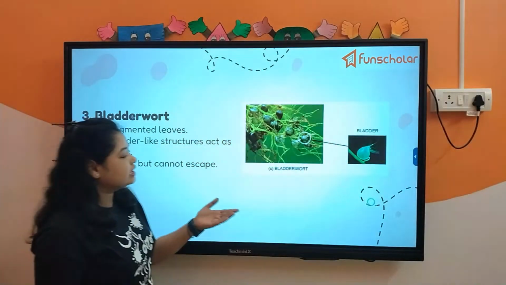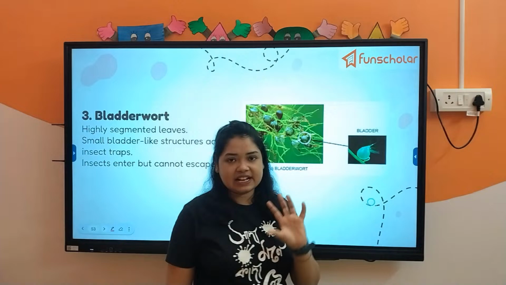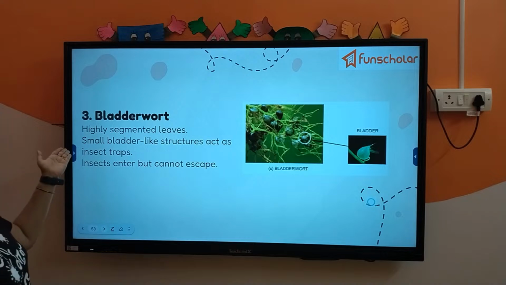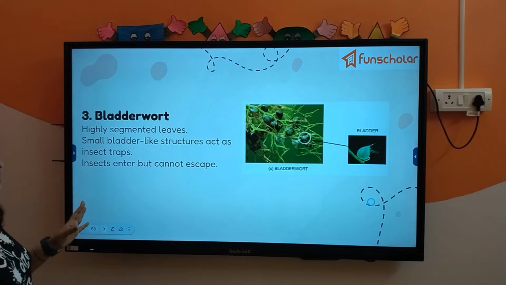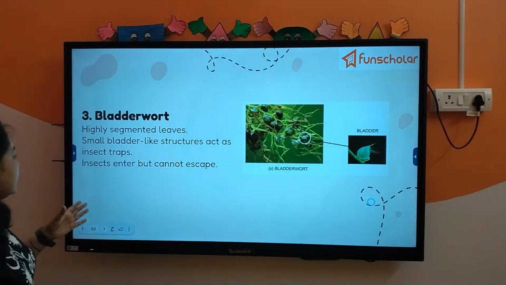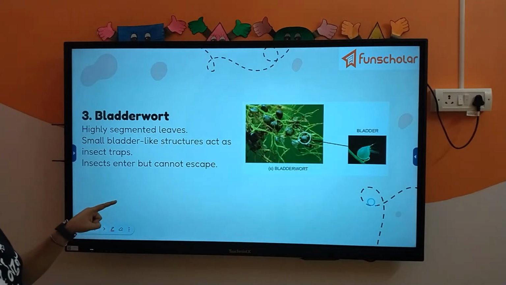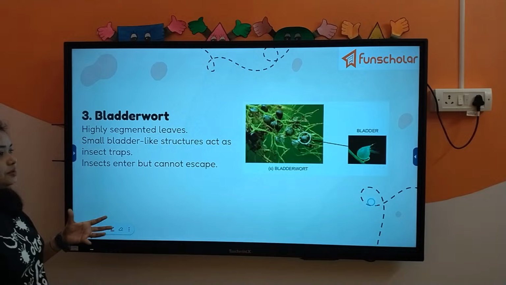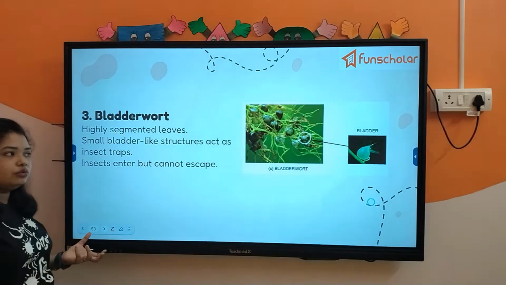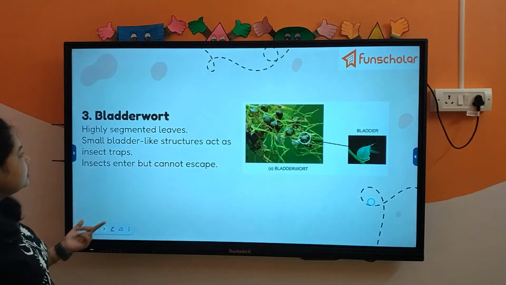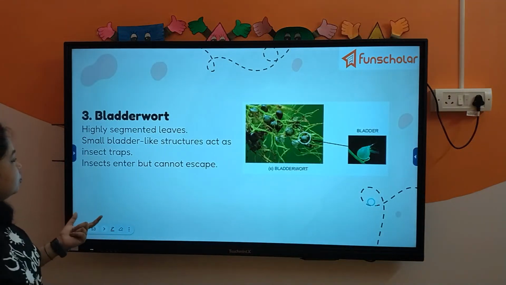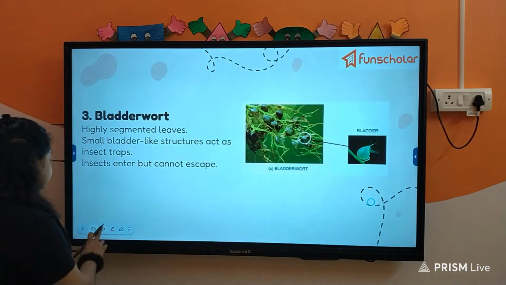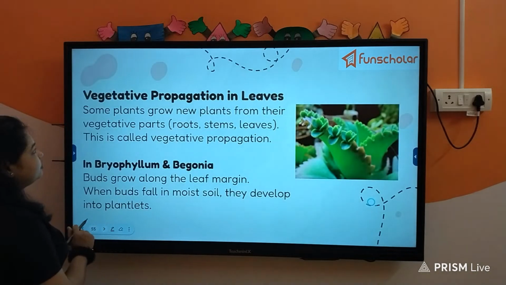You can see that it consists of bladders. That means sac-like, balloon-like structures. And what happens here? They act as insect traps. Once the insect comes here, the insect can enter these bladders, but they cannot escape because they will release a sticky substance and the bladder will not allow the insect to escape. And again it will then release the enzymatic juices, and in a similar fashion it will digest the insects. So these were the examples of the insectivorous plants.